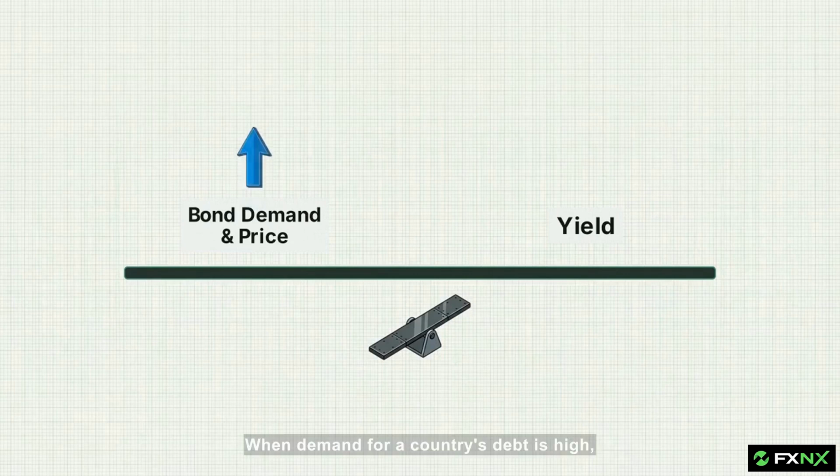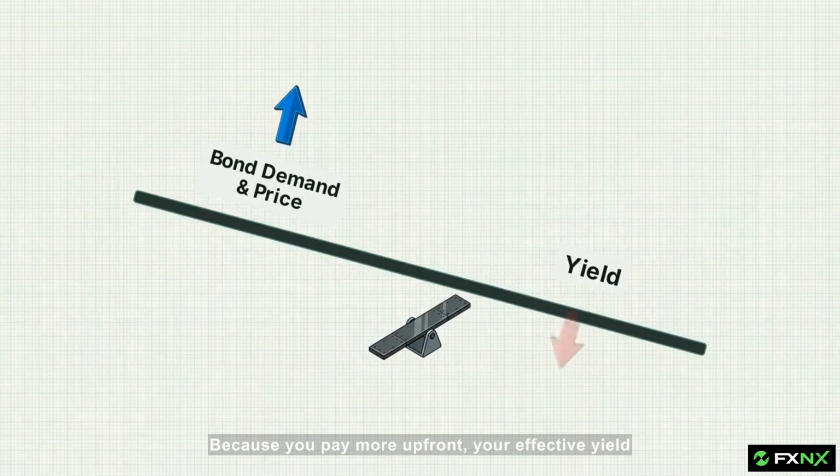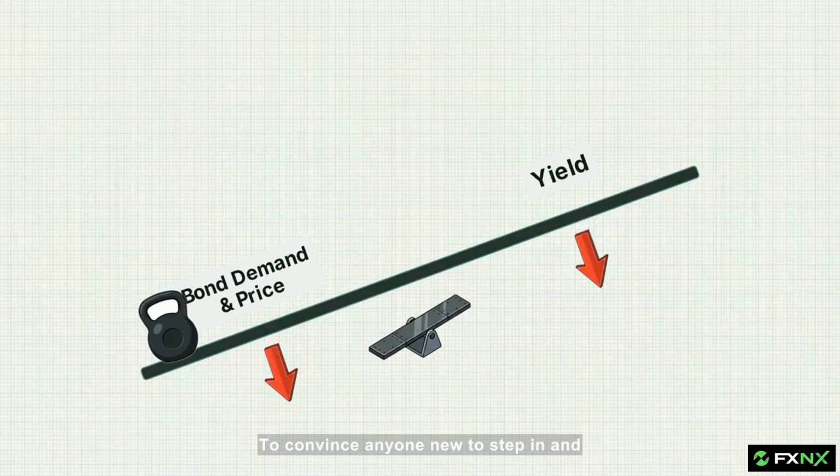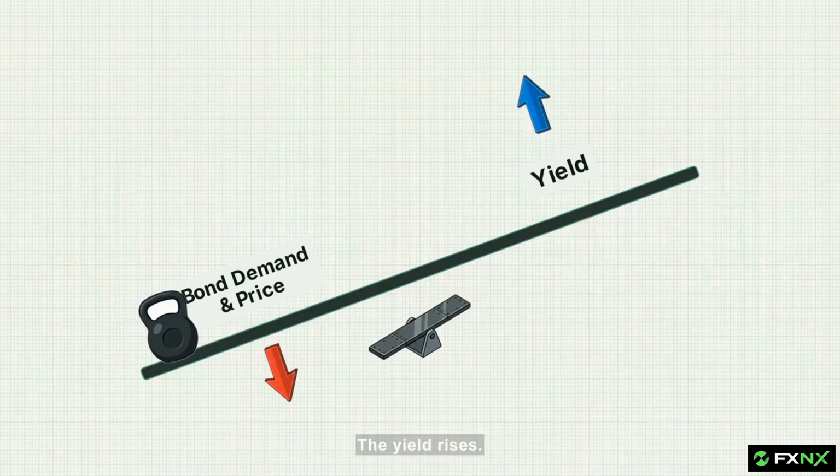When demand for a country's debt is high, investors bid up the price. Because you pay more upfront, your effective yield drops. If investors aggressively sell off a country's bonds, the exact reverse happens. The price plummets. To convince anyone new to step in and buy that debt, the government has to offer a higher return. The yield rises.